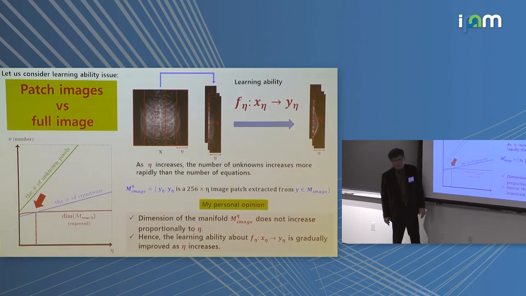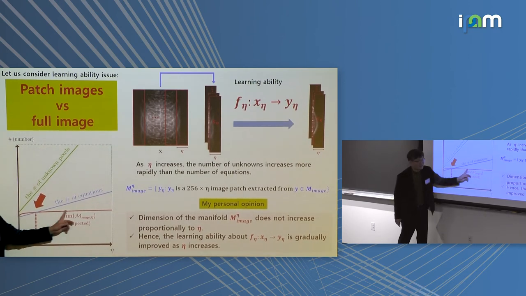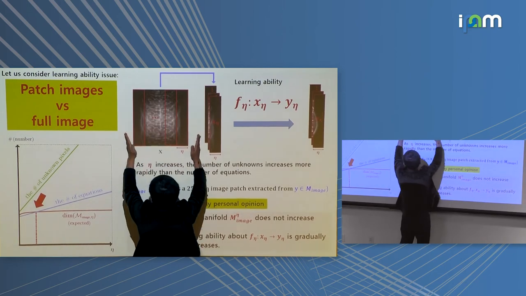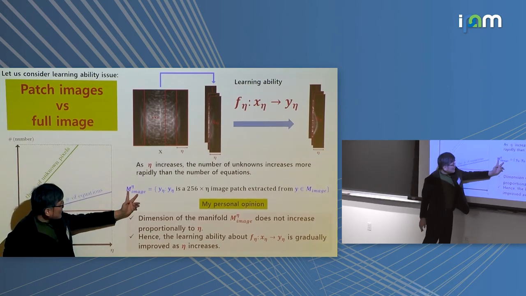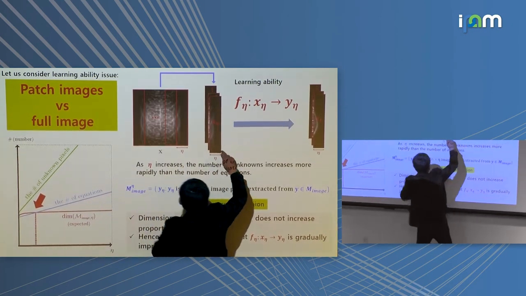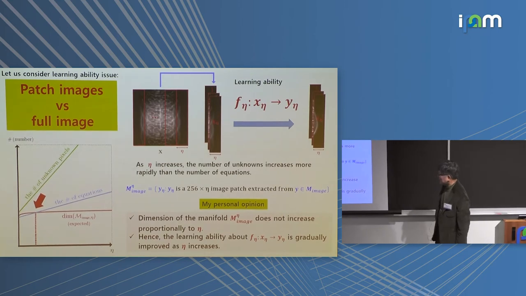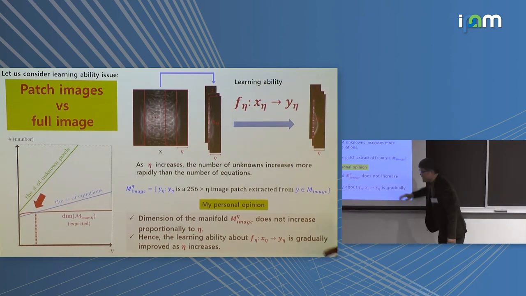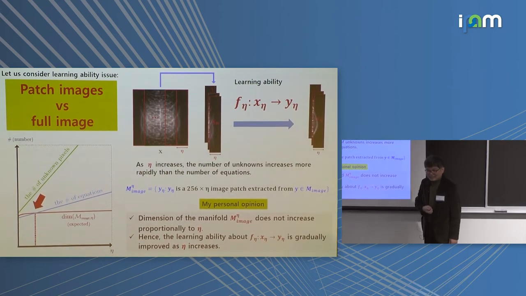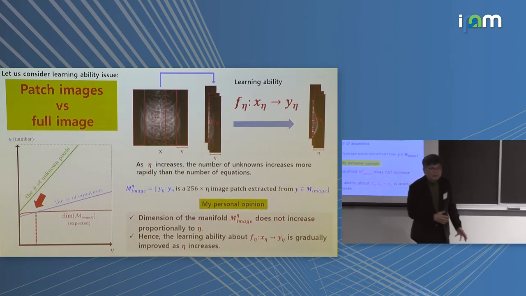I think the dimension of the manifold is like this, not much increasing, even when this one is increased. This is also my personal opinion, maybe wrong. So M is the image manifold, 256 is this one, and eta is this one, the image patches extracted from Y in the true image. The dimension of the manifold does not increase proportionally to eta, hence the learning ability is gradually improved as eta increases. So full image, somehow three-dimensional imaging, is probably better because the manifold dimension does not increase much.